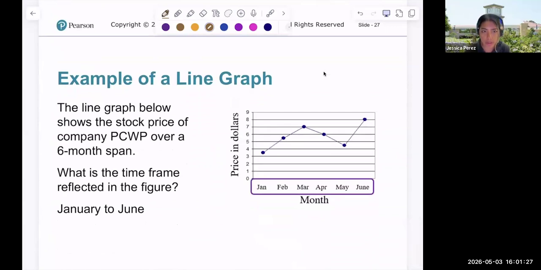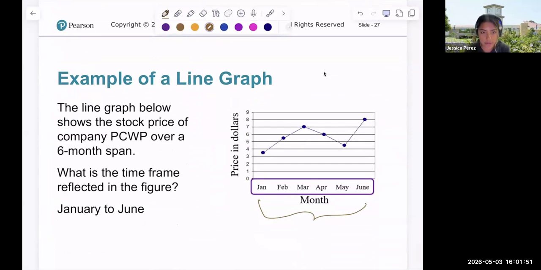So, the example of a line graph. See how we have a line graph represented by dots and they're just segments. The line graph below shows the stock price of a company, PCWP, over a 6-month span. These are your 6 months, that's X, and then the fluctuation of the price of those stocks, that will obviously fluctuate with time.